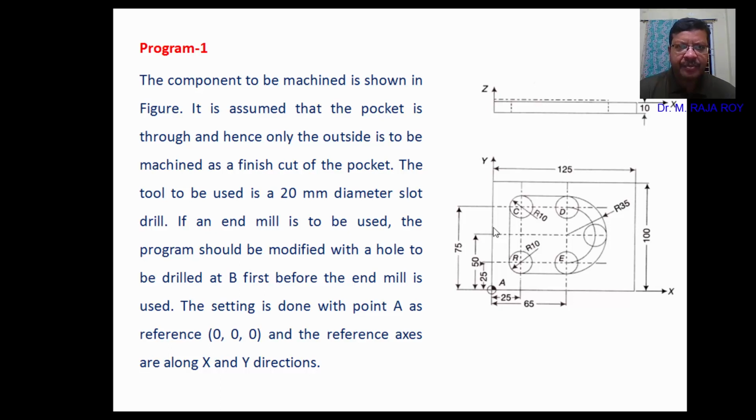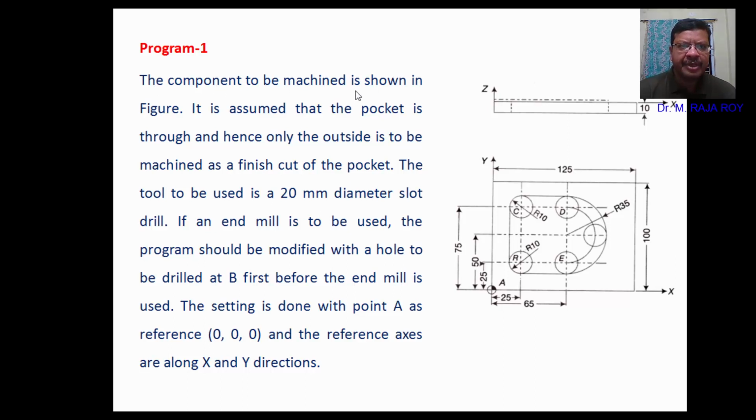Hello everyone. In this video, I'm going to explain how to write the CNC program for a milling operation for creating a pocket here. The diameter of the cutting tool is 20 mm. Here the radius is represented as 10 mm. Okay, so the problem is something like this.